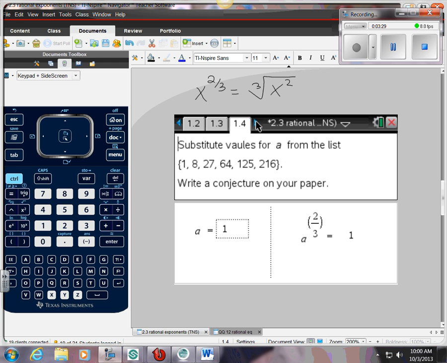So do we see where things are going? Where is my denominator going? To the index. And where's my numerator going? To the power, right? Power of the radicand. Great. Do you see the connection?